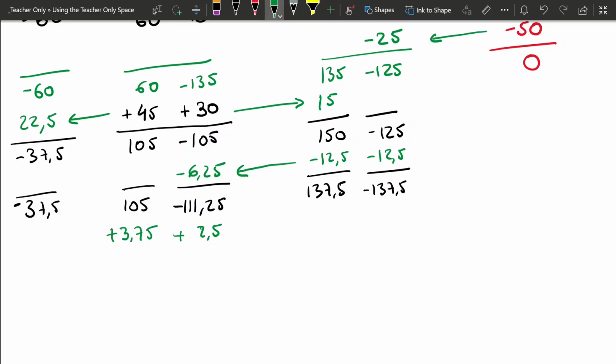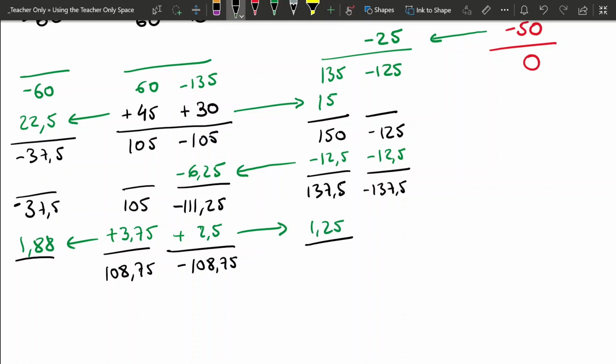We do our addition, and we get 108.75 and minus 108.75. Again, half gets transferred to this side, so 1.88, and half gets transferred to this side, and that's 1.25. Let's do the addition and get minus 35.62, and here we get 138.75, and on this side we get minus 137.5.